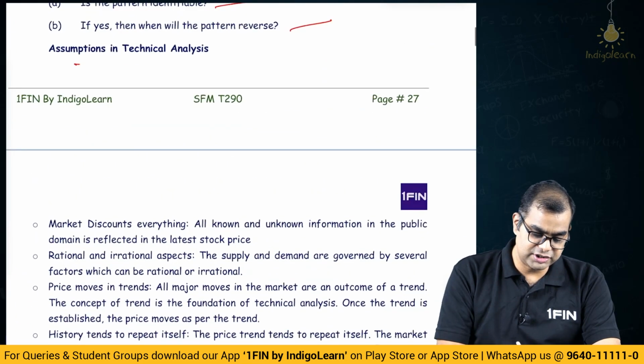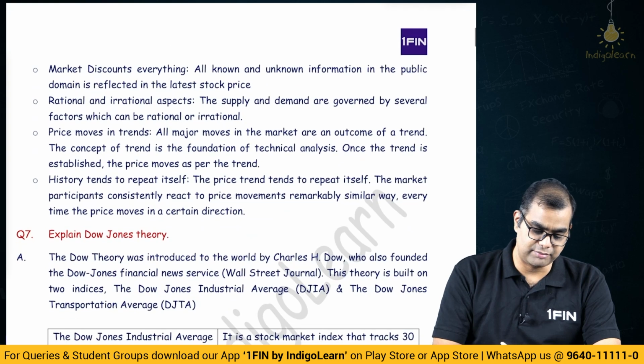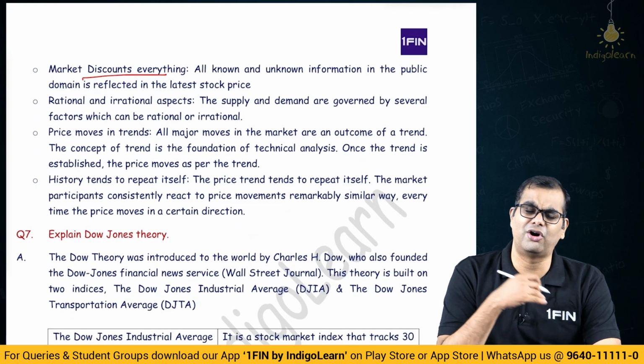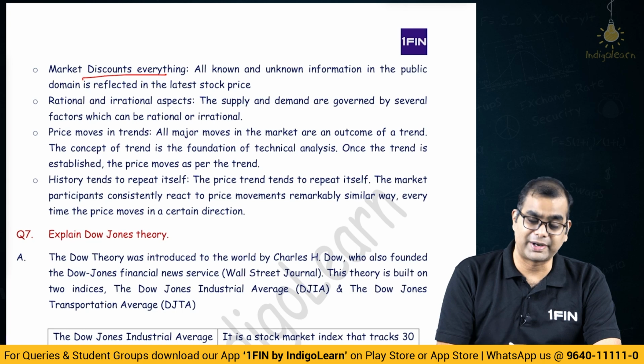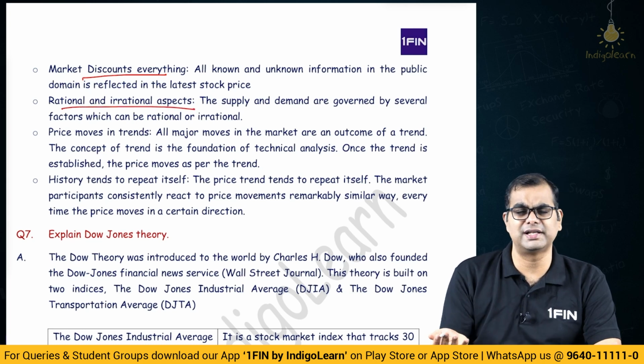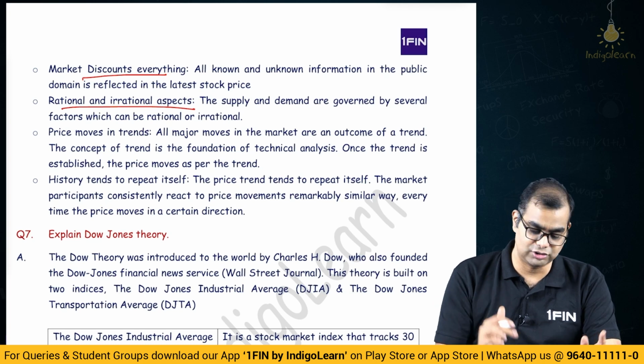Then, what are the assumptions in technical analysis? First of all, market discounts everything. All information, public, private, is reflected in the price in the market. Rational, irrational aspects. There may be a lot of rational and irrational things which determine the price or direction. We don't know. You just have to follow the market.